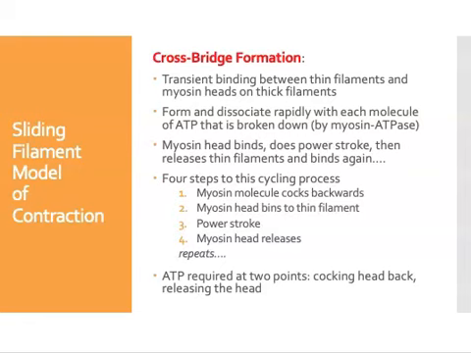They cock backwards, those heads. They bind to the thin filament, power stroke, slide it, and then let go. ATP is required at 2 points. You need a molecule of ATP to bind in order for that myosin head to cock backwards. And then you need another ATP to bind when it's time for the myosin head to let go. A lot of ATP is required for muscle contraction.